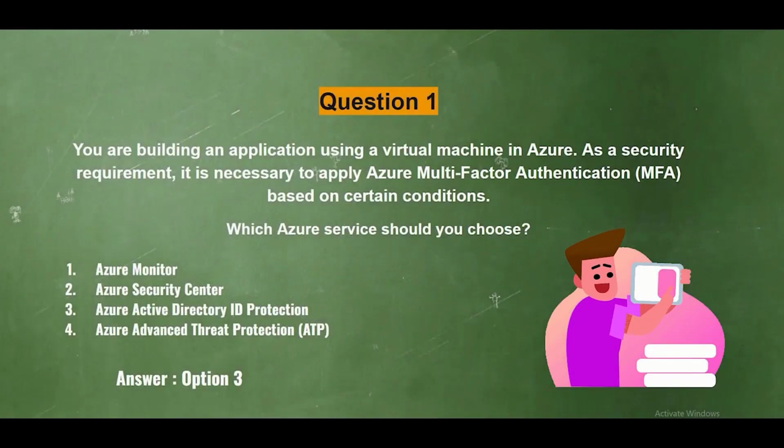Question 1. You are building an application using a virtual machine in Azure. As a security requirement, it is necessary to apply Azure multi-factor authentication based on certain conditions. Which Azure service should you choose? And the options are: Option 1, Azure Monitor; Option 2, Azure Security Center; Option 3, Azure Active Directory ID Protection; Option 4, Azure Advanced Threat Protection. And the answer is Option 3.